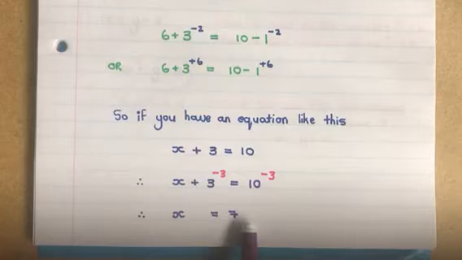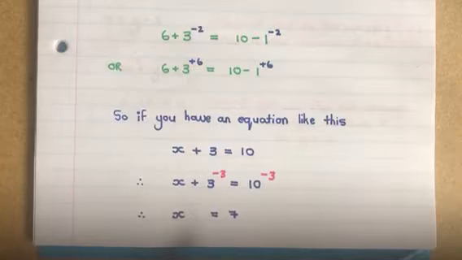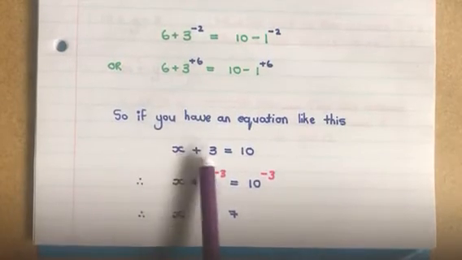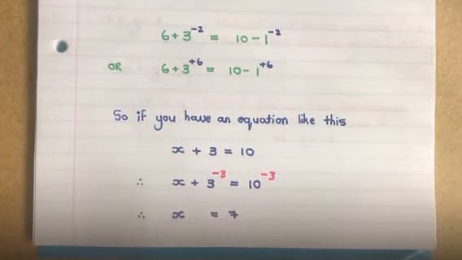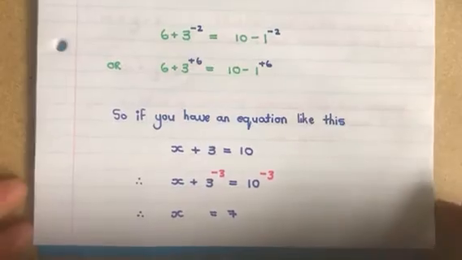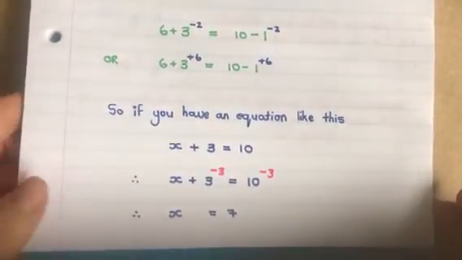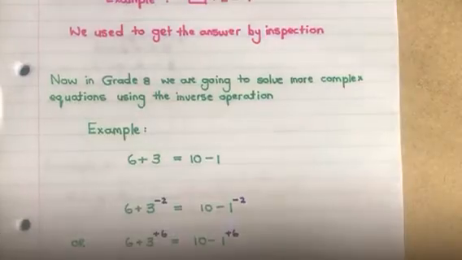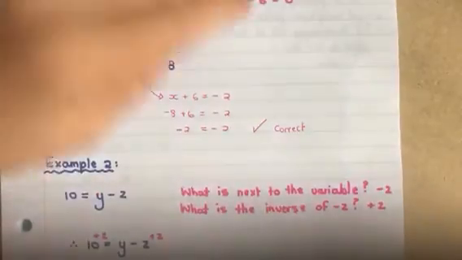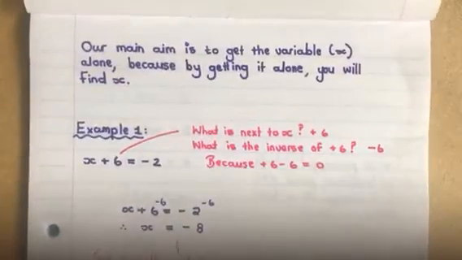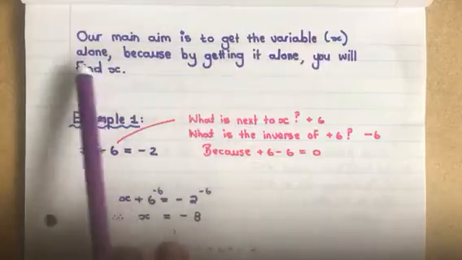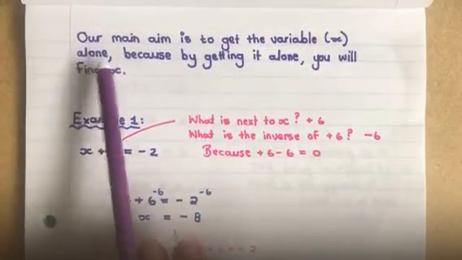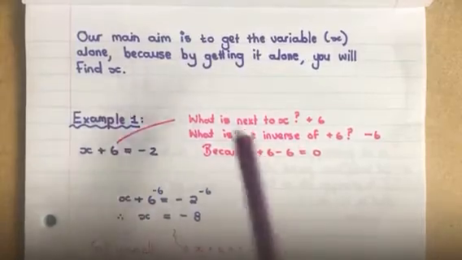And you can always go and check yourself. I know that with doing the baby sums, it's always easy, and the kids always say, oh man, but I can just see the answer. I just know that it's 7 plus 3 is 10. I know that you can see this. But once we start with more complex equations, you have to know how to do it, not just by inspection, but also by using these inverse operations. Okay, so like I said there, our main aim is to get the variable, which in most cases is x, but it can be anything else, alone, because by getting it alone you will then obviously find x.